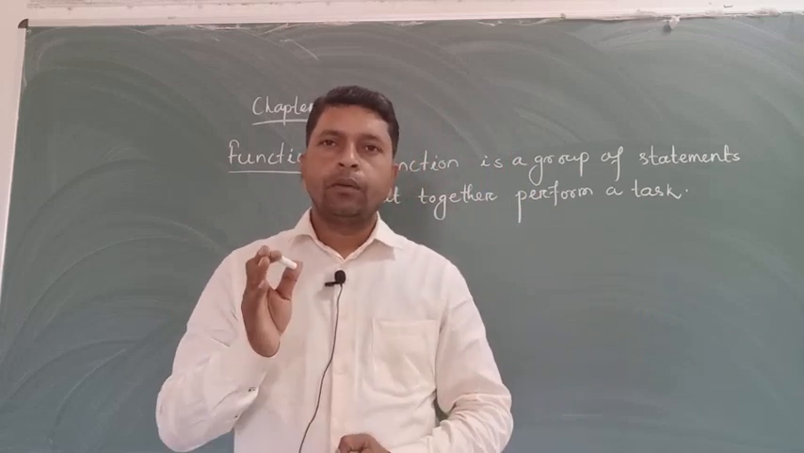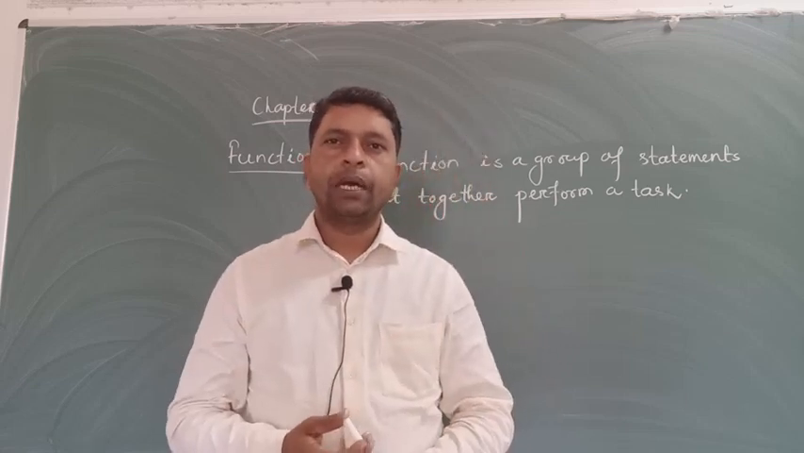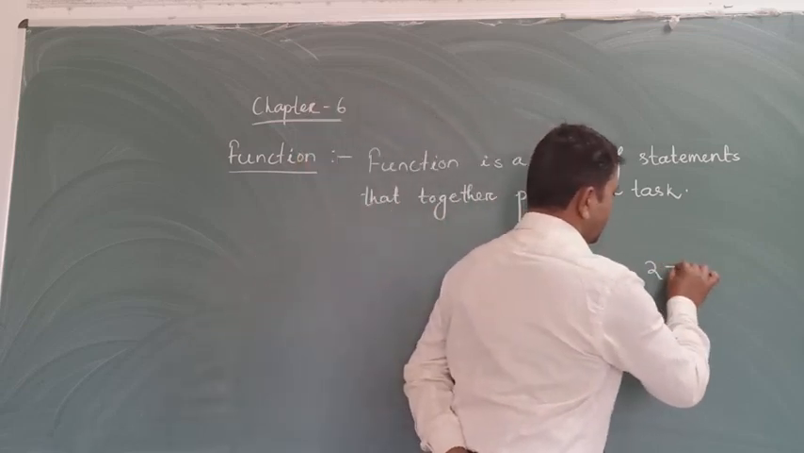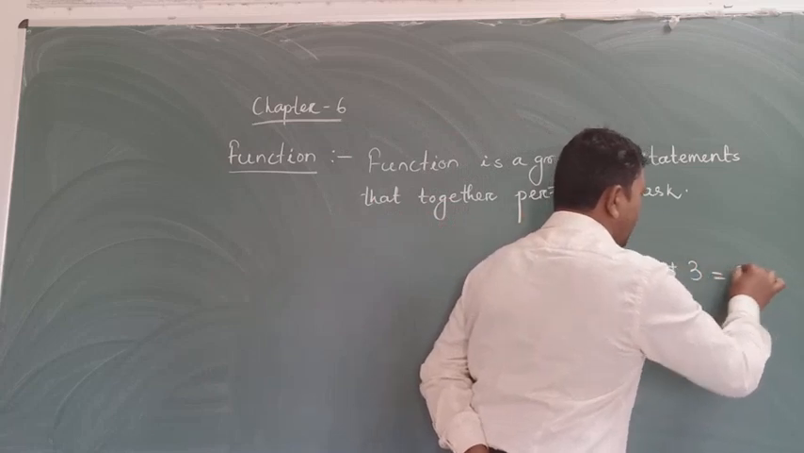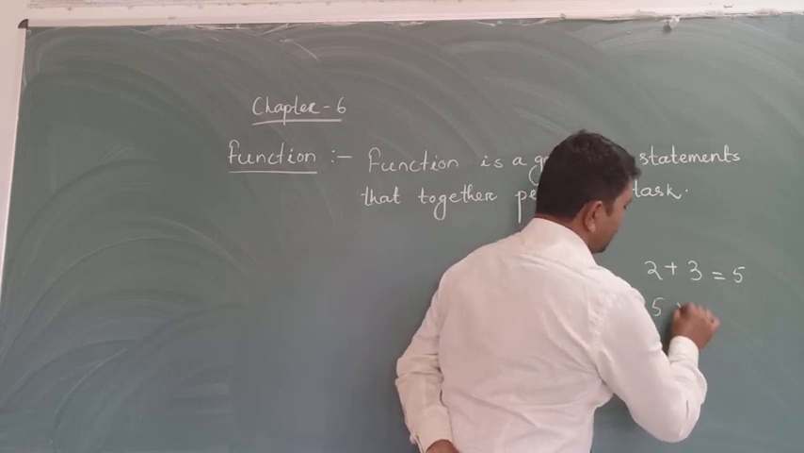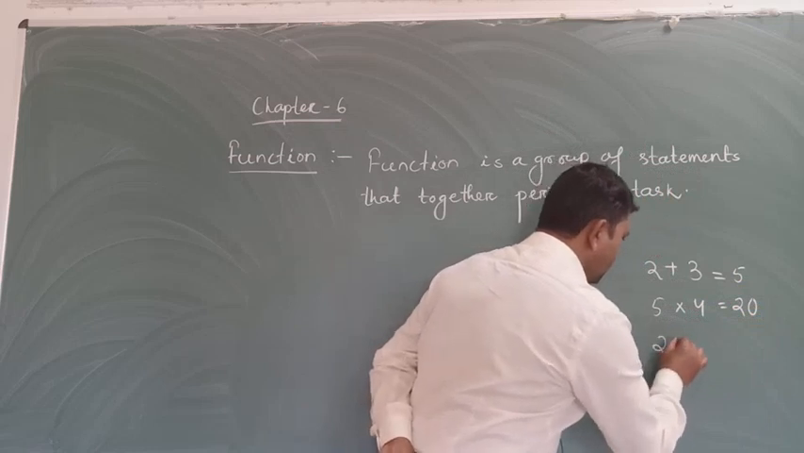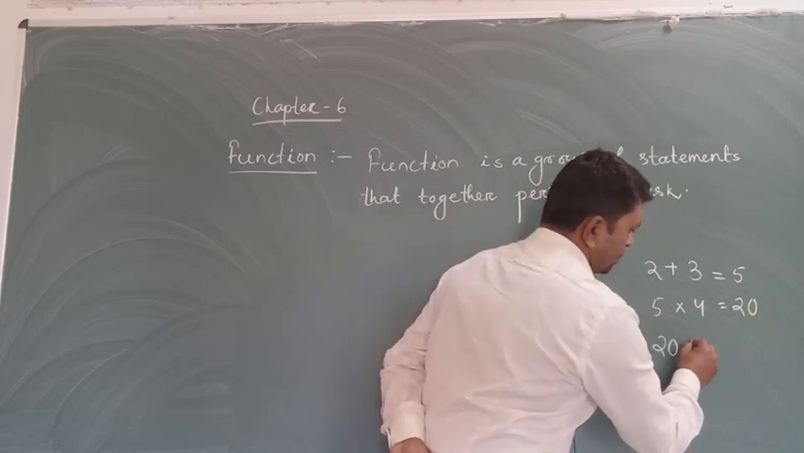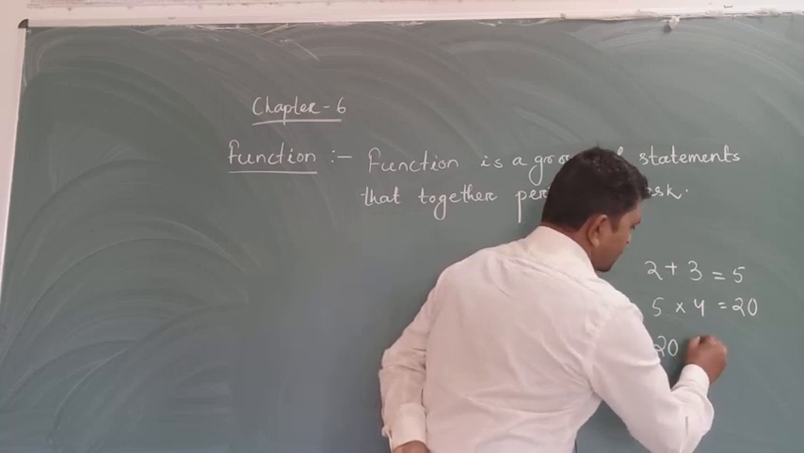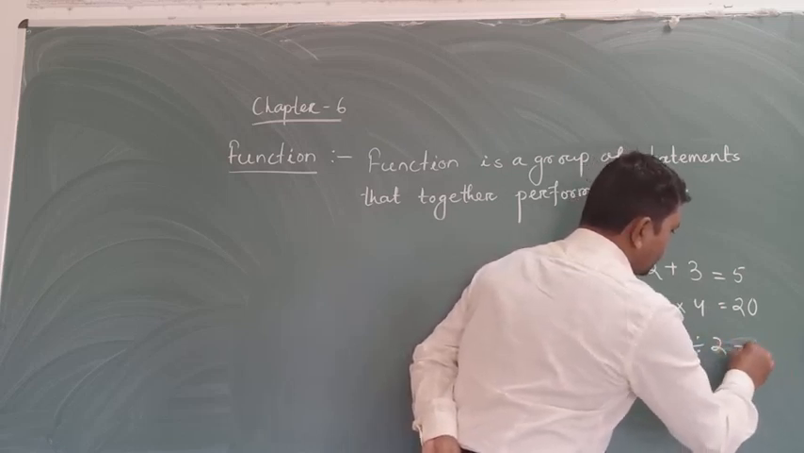One more example, some calculation we are doing. I am giving sums: 2 plus 3 is equal to 5. After that, 5 is multiplied by 4, which gives 20. After that, 20 is divided by 2, which gives 10.